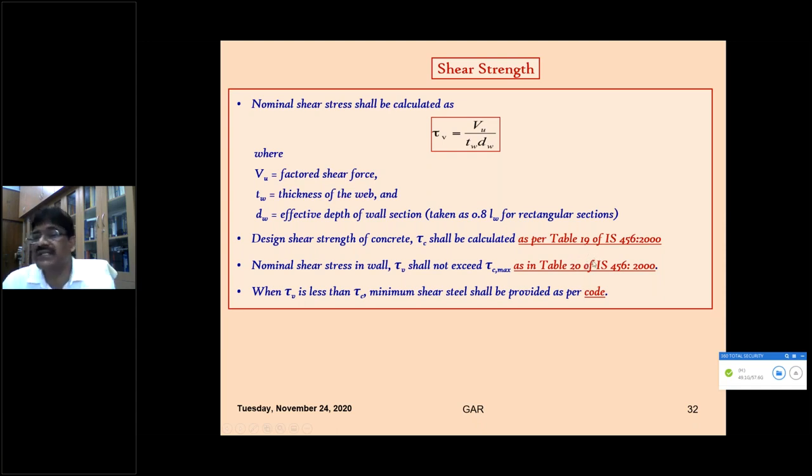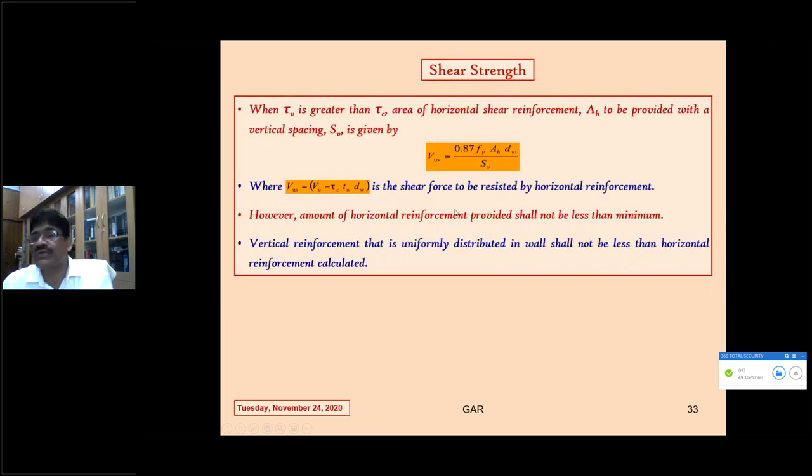If the capacity exceeds the stress, then you don't have to provide any reinforcement, but we provide the minimum reinforcement. If the force causing shear stress exceeds the capacity, then you need to provide shear reinforcement. What you calculate in the case of shear reinforcement like a vertical stirrup, a similar equation we have to use, but here the designations are different: Ah and dw, where Ah is the horizontal shear reinforcement and dw is the effective depth of the wall, and the spacing of the reinforcement is in the vertical direction.